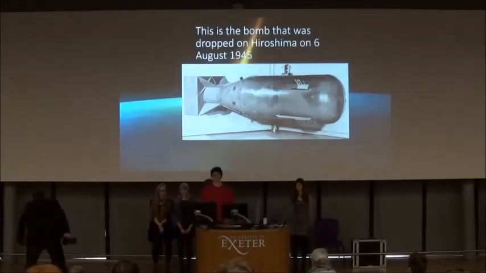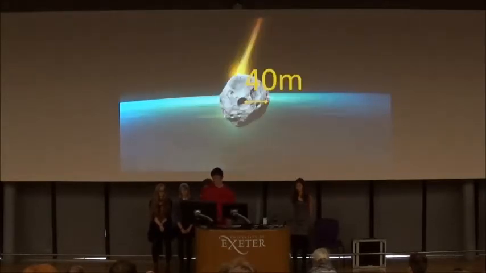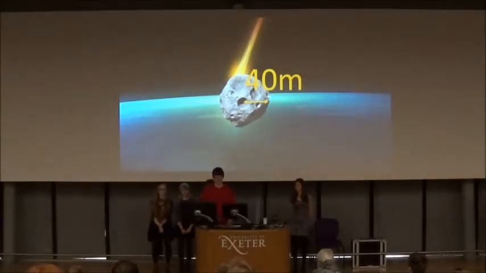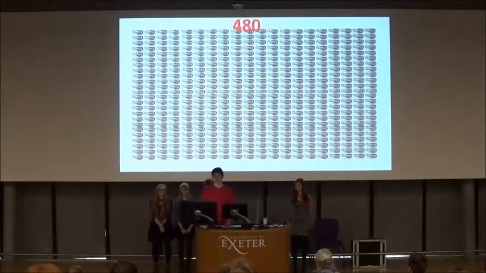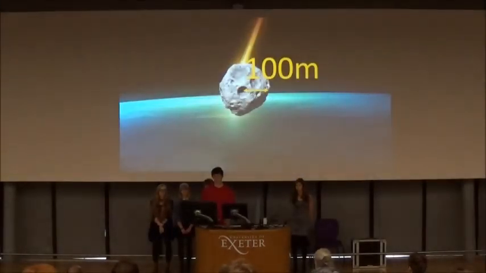This is the bomb that was dropped on Hiroshima on the 6th of August 1945. It had a lot of energy, and it dissipated most of it across the surface of Japan to great effect. This is an asteroid that we created of radius of 40 meters. Were this to hit the Earth, it would have the same kinetic energy as this many Hiroshima bombs. However, that would be quite a small asteroid.